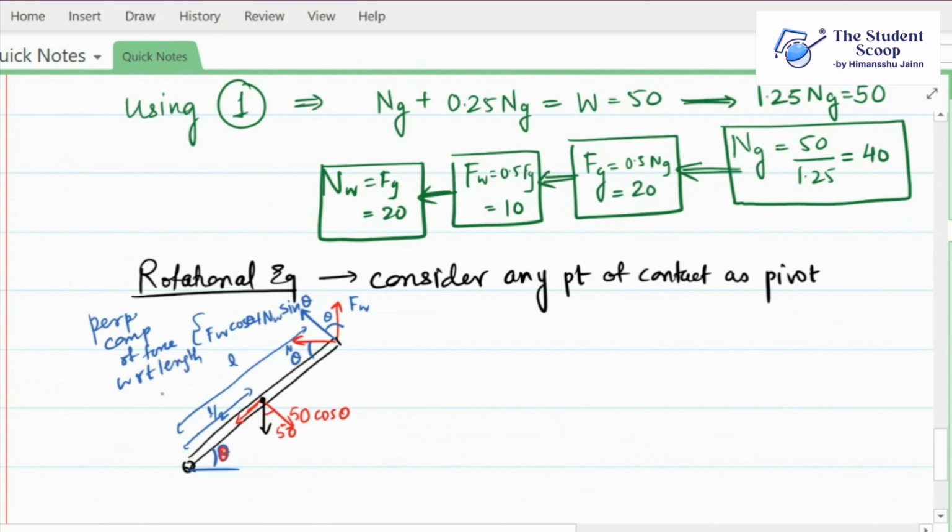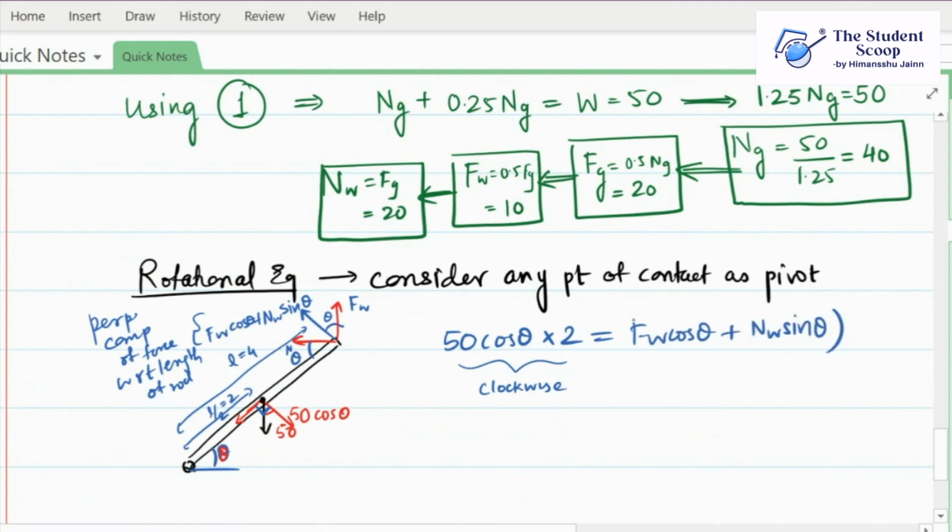Correct? Because the torque is due to the perpendicular component. So if I take clockwise torque, then the weight is exerting clockwise torque. The 50 cos theta is at a distance of 2 meters, and this is 4, at a distance of 2 meters it is having a clockwise torque because it is making the rod rotate like this, and that is equal to Fw cos theta plus Nw sin theta into 4, that is giving all the anti-clockwise torque.